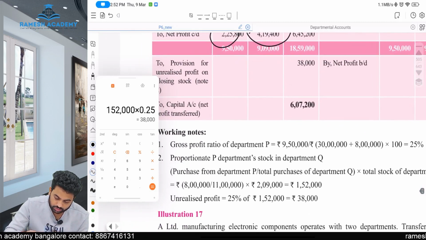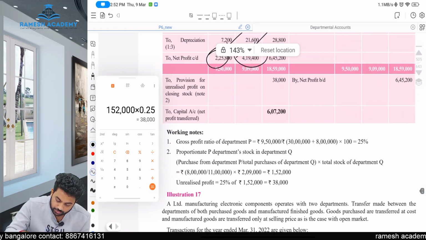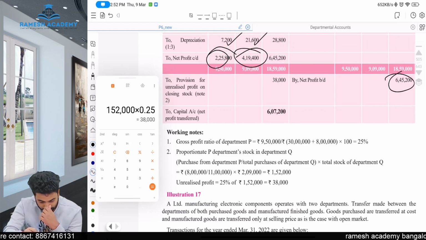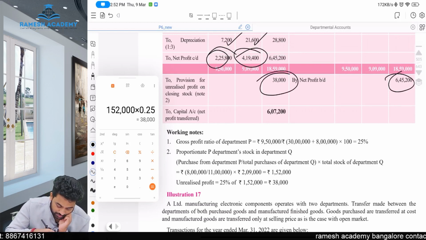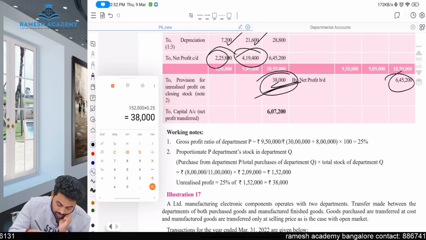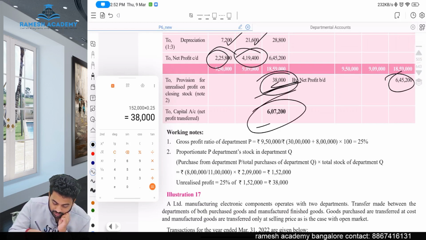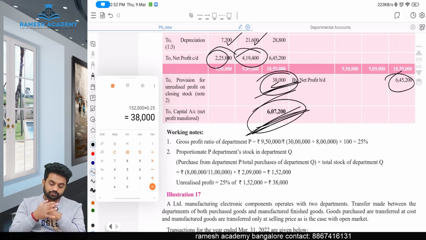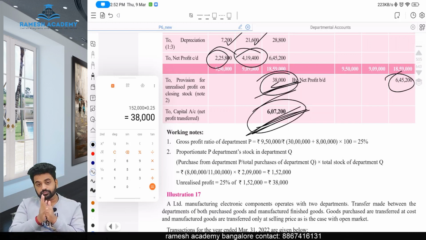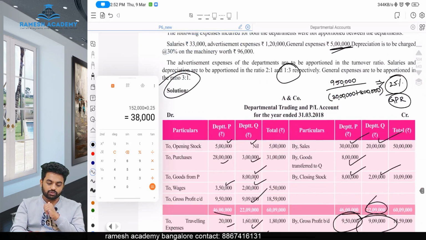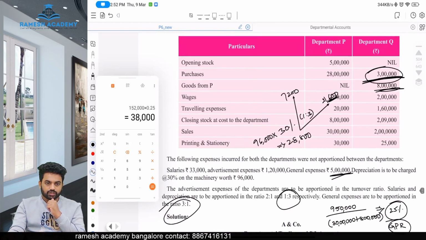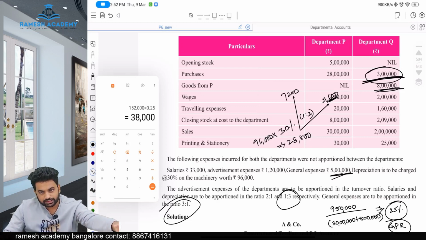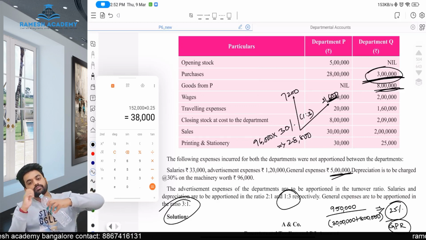So this is the general P&L. See, net profit we brought to 645,200. From that, the stock reserve of 38,000 has been eliminated. At the end of the day, for capital we are transferring 6,07,200. Guys, is there any doubt in this particular question, or does anyone want me to repeat any points? Please let me know. Is it clear, or do you want me to explain any point?